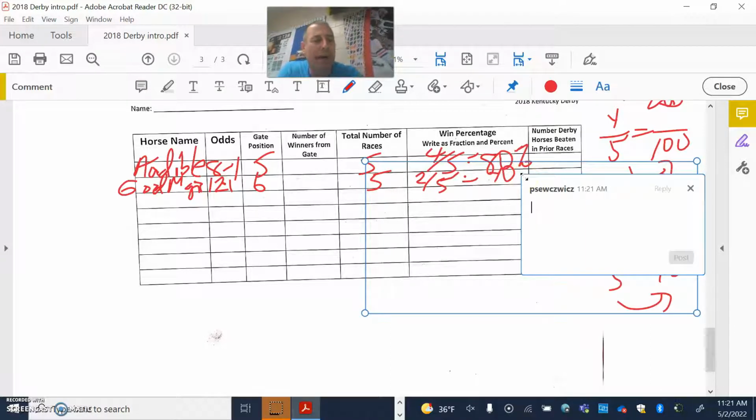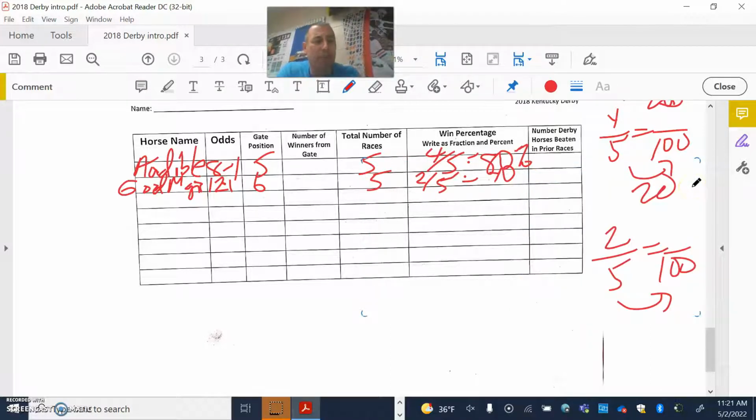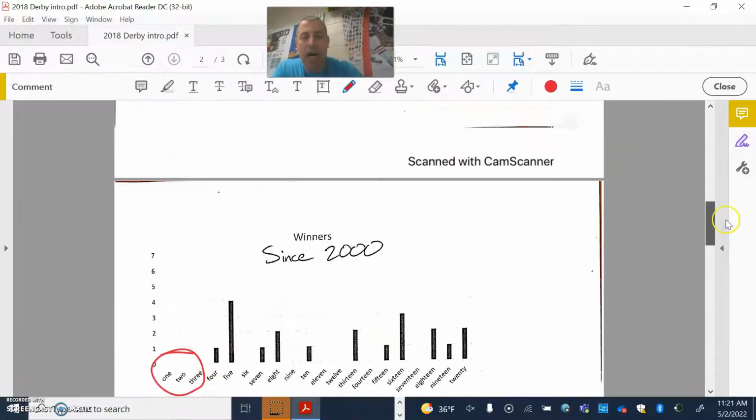Don't worry about the number of Derby horses being in prior races. We're going to talk a little bit more about that at a later time. So we're going to do one more together here, and then we're going to let you finish it up.